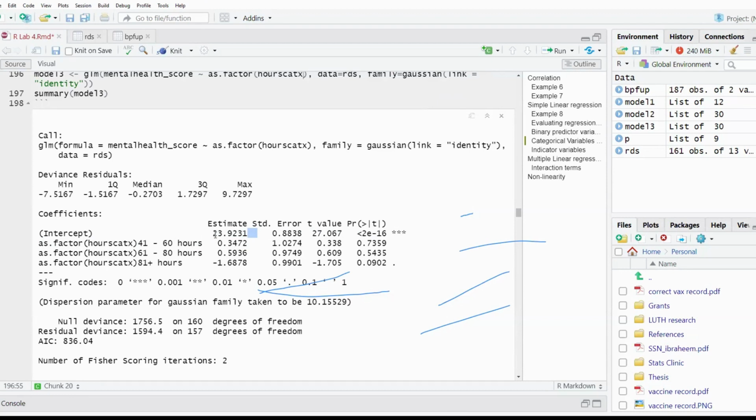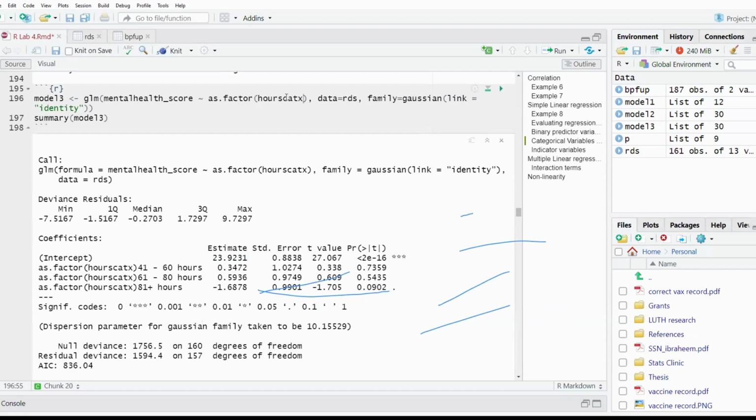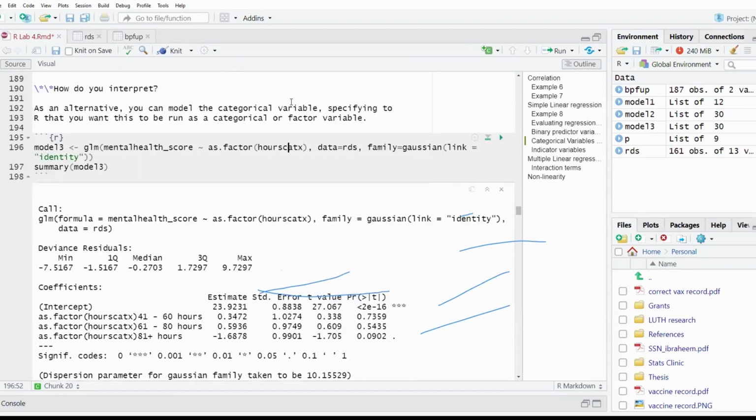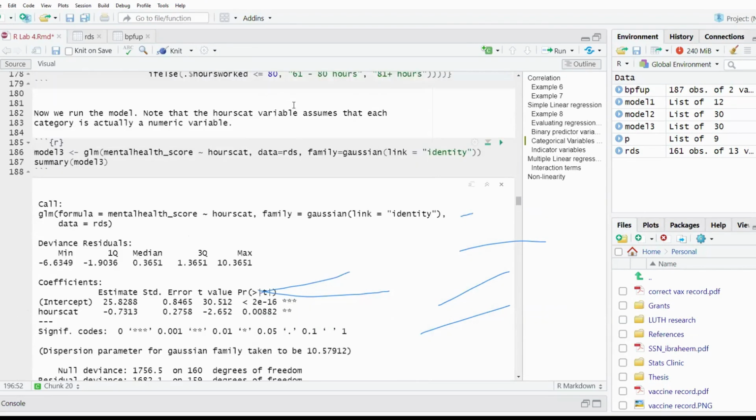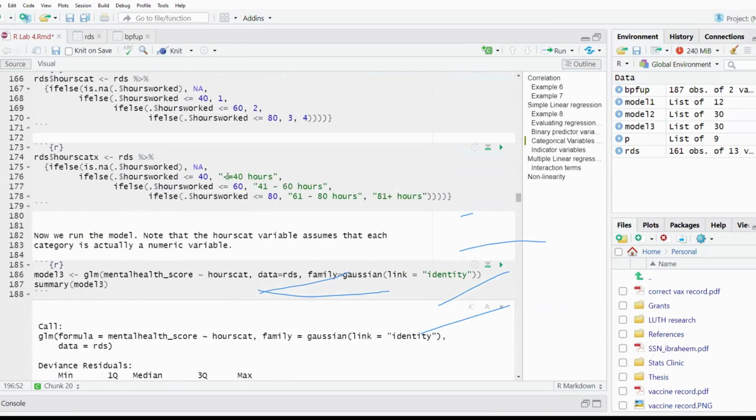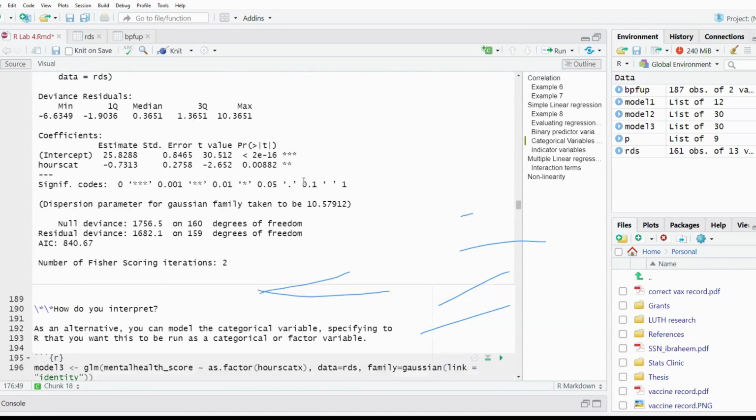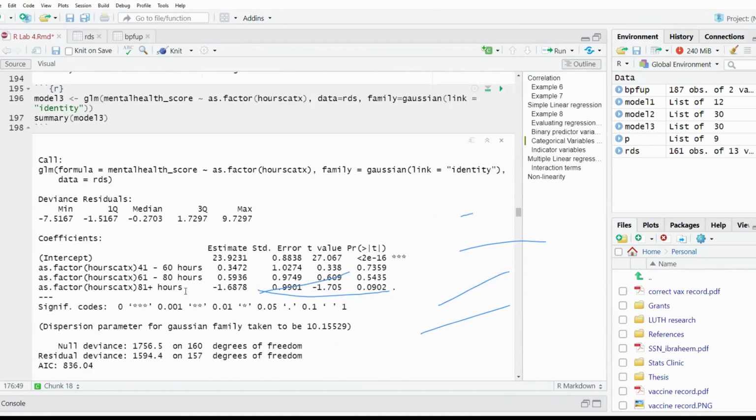Not quite. So remember here we have 4 groups, right? Let me go back and show you. Stay unmuted. So here we have group 1, less than 40, 41 to 60, 61 to 80, and 81 plus hours, right? This group is less than or equal to 40. But if you look at the output, do you see less than or equal to 40?